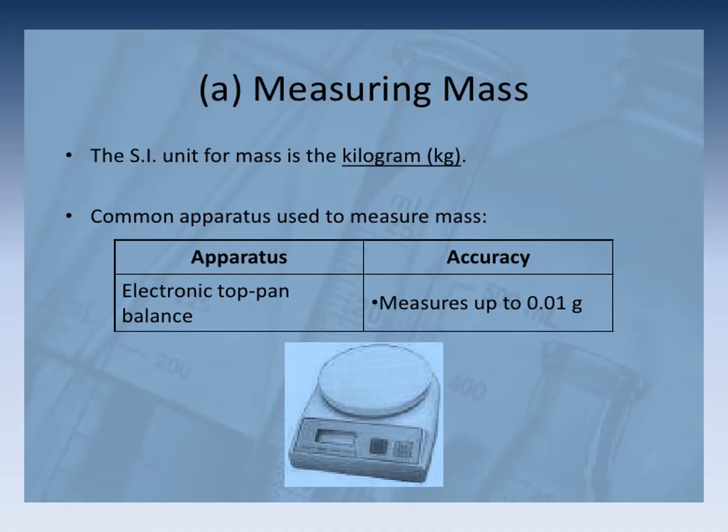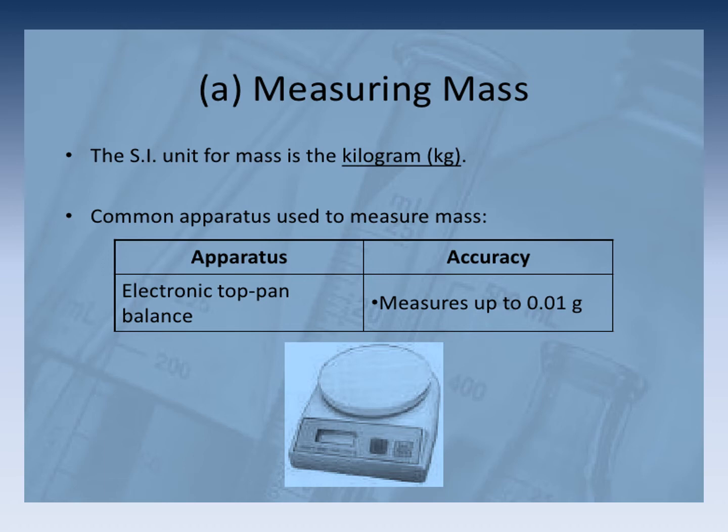Now the next is measuring mass. The SI unit for mass is the kilogram, kg. Common apparatus used to measure mass is the electronic top pan balance, which measures up to 0.01 gram. Over here, now what is mass? We know mass is the quantity of matter in an object.